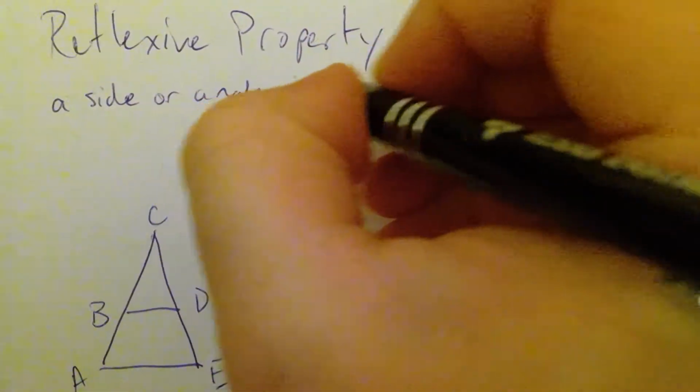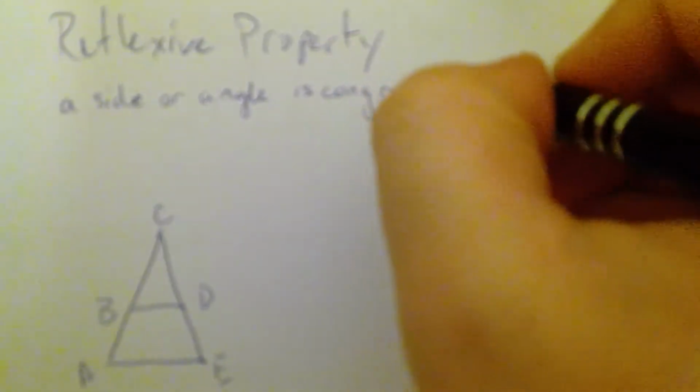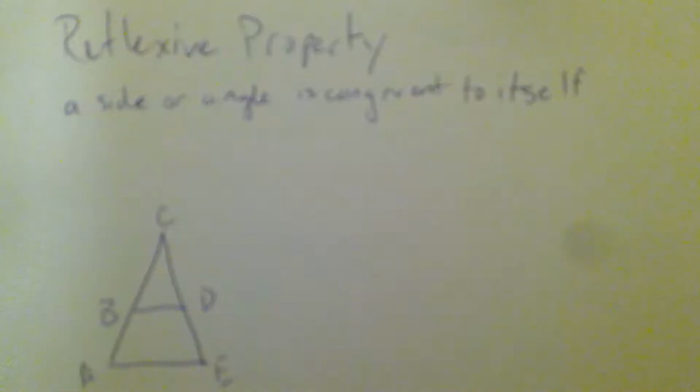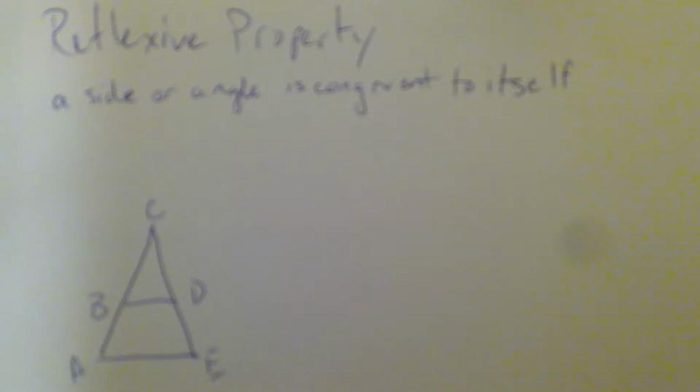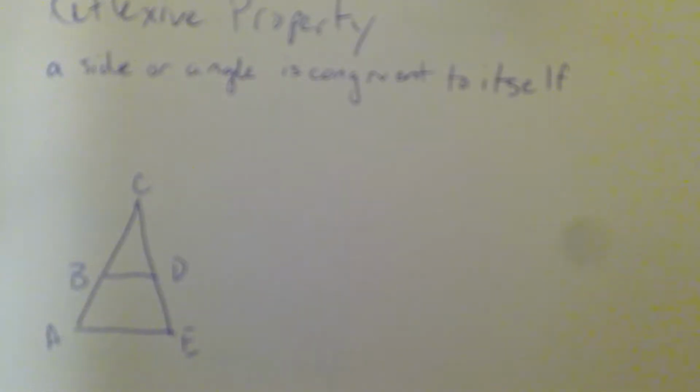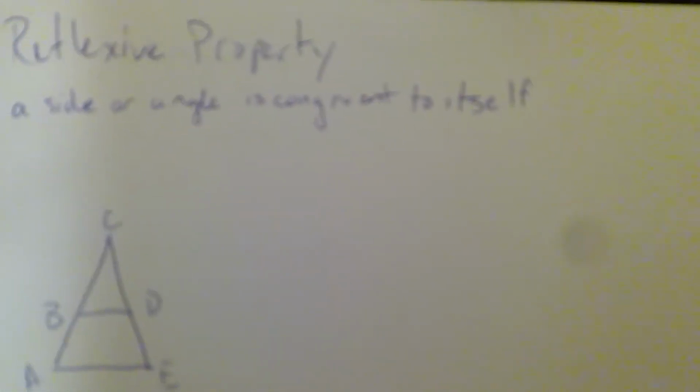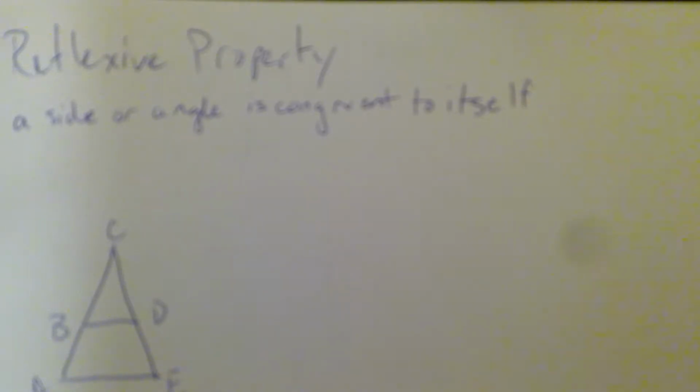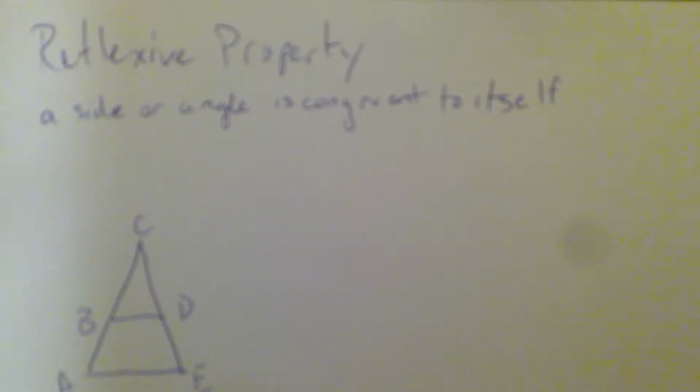What the reflexive property tells us is that a side or angle is congruent to itself. Now you might be saying, Mr. Herman, why are we using the reflexive property? It seems obvious. Well, it is obvious, but that's part of the reason why we need to have it. If we don't have it, then we have not explicitly stated in our proof that a certain pair of sides or certain pair of angles is congruent. If we don't do that, then we don't actually have congruent triangles or similar triangles or whatever we're trying to prove. So that's why it's important.